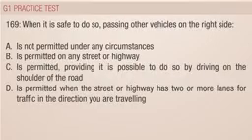Question 169. When it is safe to do so, passing other vehicles on the right side. A. Is not permitted under any circumstances. B. Is permitted on any street or highway. C. Is permitted, providing it is possible to do so by driving on the shoulder of the road. D. Is permitted when the street or highway has 2 or more lanes for traffic in the direction you are travelling.